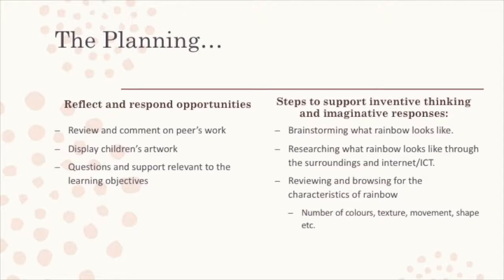For example, sometimes after the rain, children can see the rainbow through the window or when they are playing outside, and they will review and browse for the characteristics of rainbow. For example, the colors, the texture, especially the shape, as well as the movement.